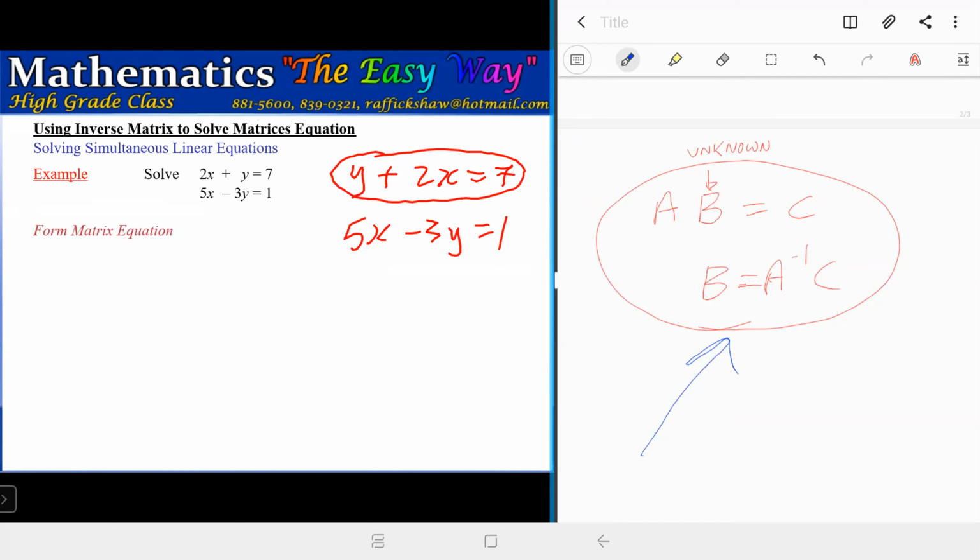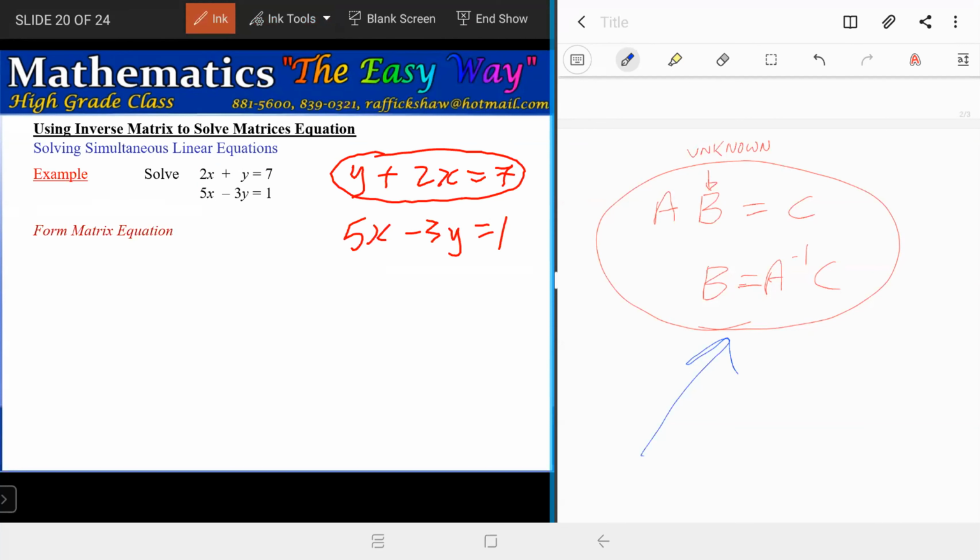Oh Lord, this thing is stuck. Let's see. Oh, I took off the eraser.